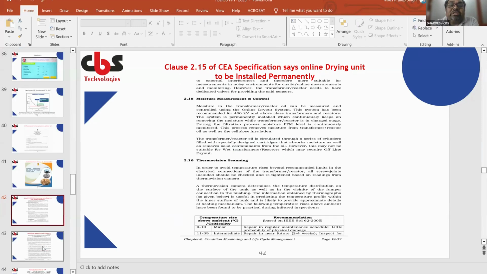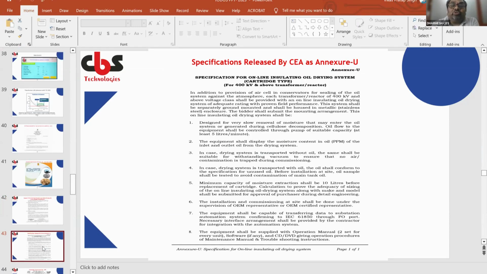Here you can see clause number 251. This is the specification released by CEA as Annexure U. Here all this is mentioned. The equipment shall display the moisture content in oil in ppm of the inlet and outlet oil with the drying out system, and minimum capacity of moisture extraction should be 10 liters. We have all these specifications complied with in our systems. Next.